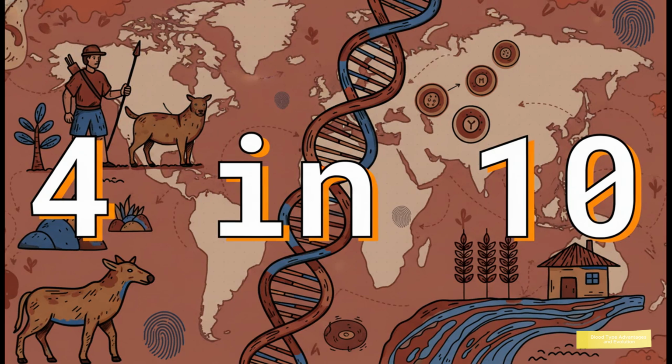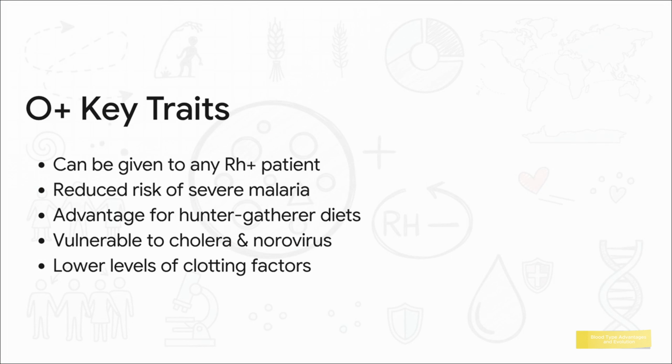That's right. O positive. It's the single most common blood type in the world. It flows through the veins of roughly 4 out of every 10 people on Earth. Think about that. Now, what's so fascinating here is that type O is a story of evolutionary trade-offs. I mean, medically, it's a powerhouse. You can give it to any patient who has a positive blood type. And for our hunter-gatherer ancestors, it offered a real edge, like better resistance to severe malaria.